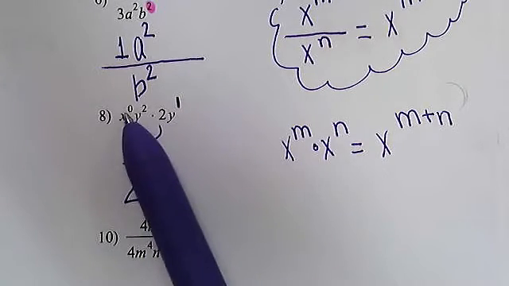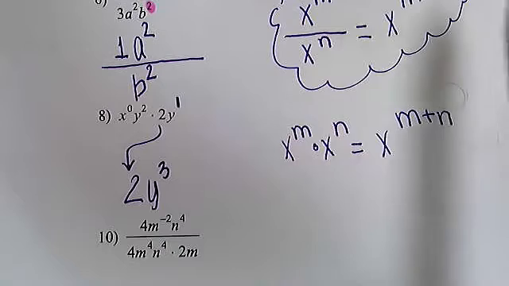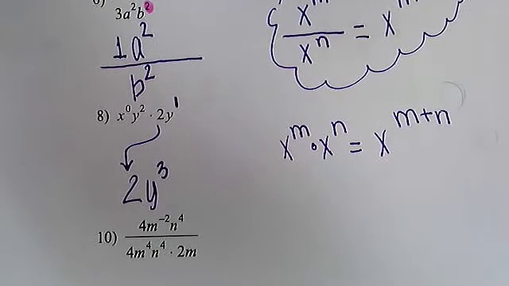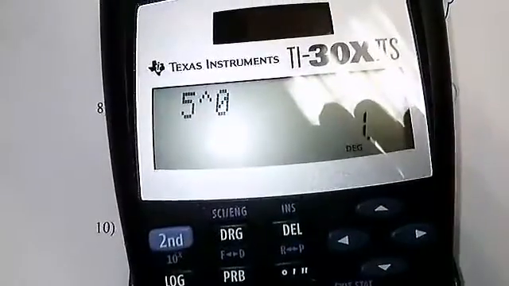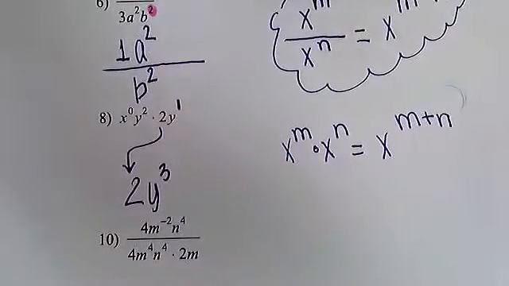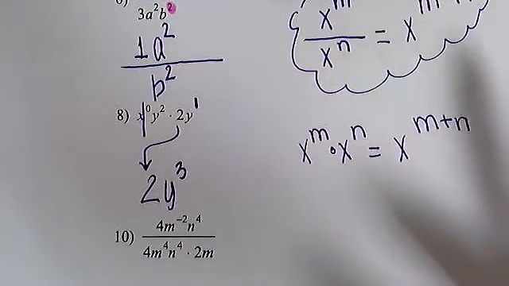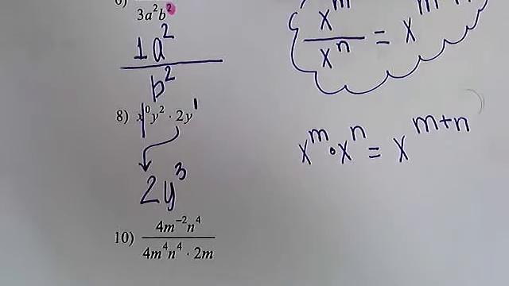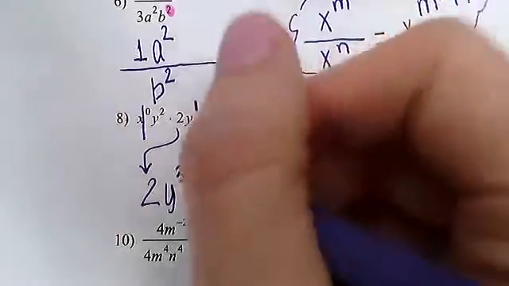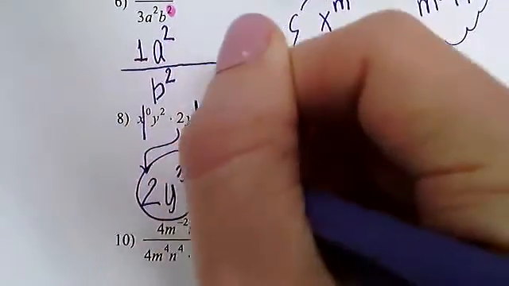Now, the x^0, if I go in my calculator and I raise a number to 0, yeah, it could come out error. I'm gonna raise 5 to the 0. Okay, so if I raise 5 to the 0, yeah, it comes out 1. So if I just get 1 for this, well, 1 times 2 is 2. So I don't have to do anything with that x^0. And this would just be my answer.